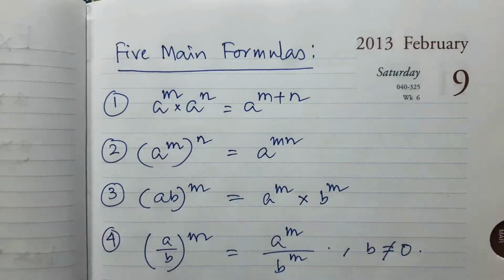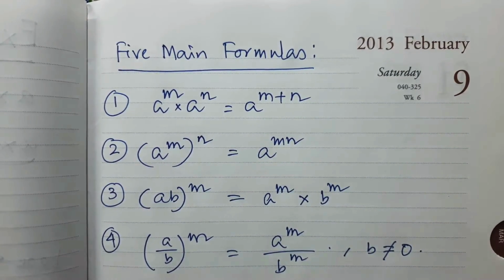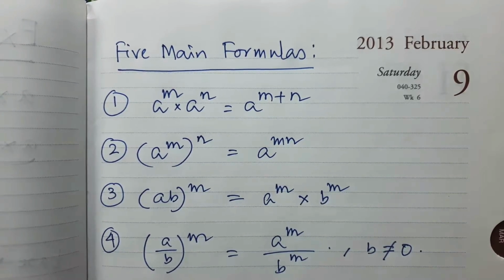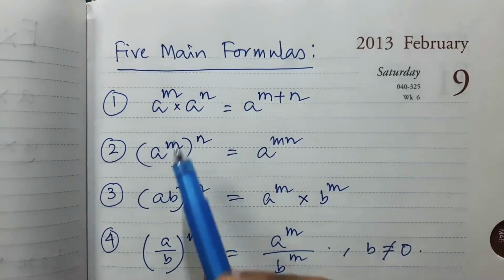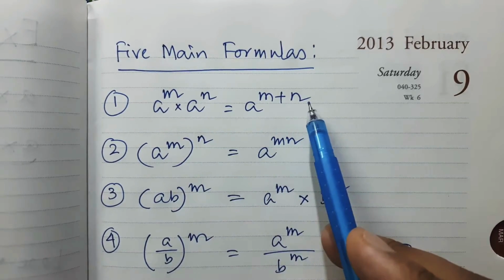Now there are 5 main formulas. You need to remember them and they will be very useful for solving problems. Formula number 1 is a to the power m into a to the power n equals a to the power m plus n.